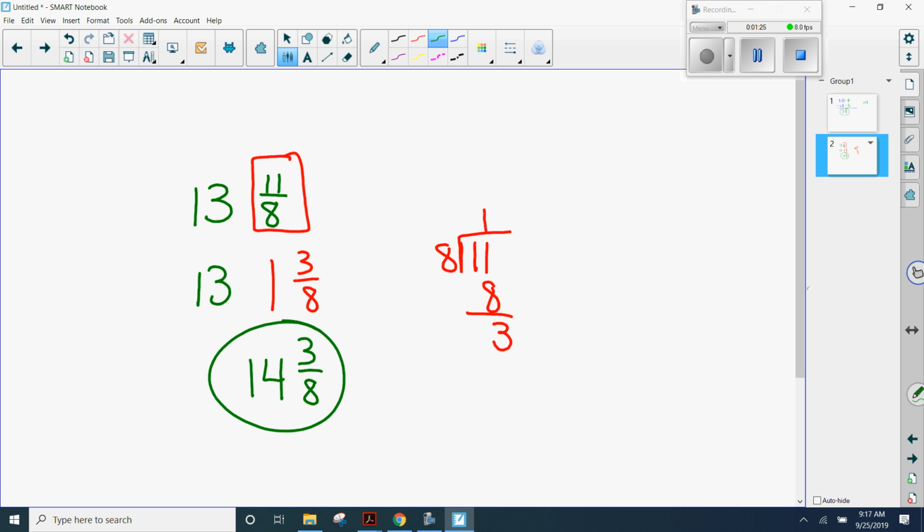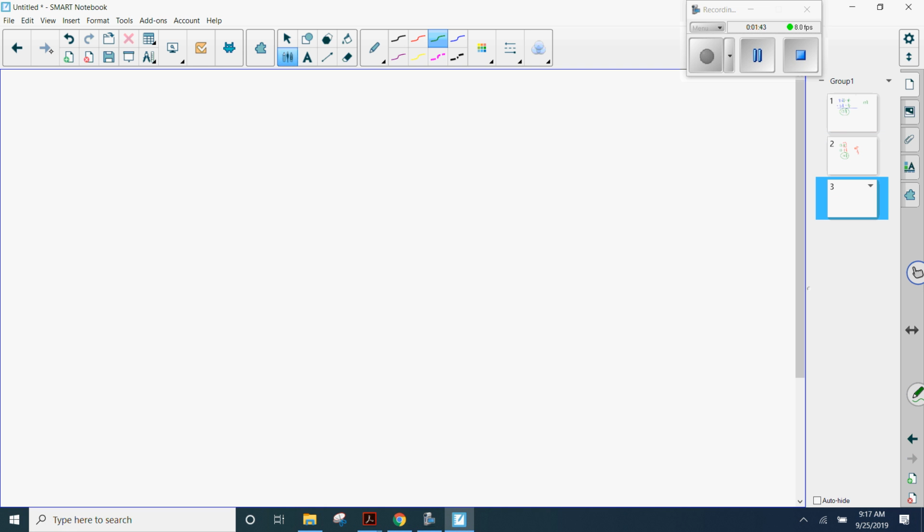Now that's just an example. There was one on a homework assignment that was that way, where we had to change that mixed number and improper fraction combo into just a mixed number. We don't want an improper fraction there. Did you get that? All right, the next one. Try that one, please.